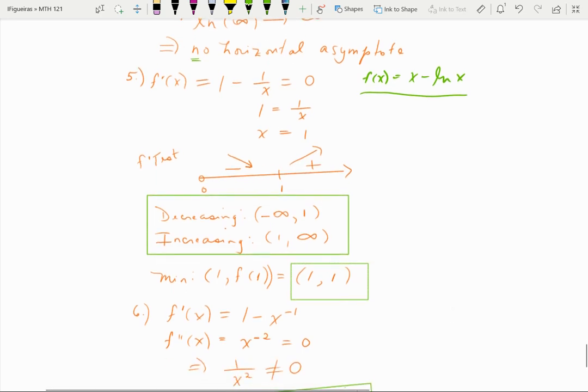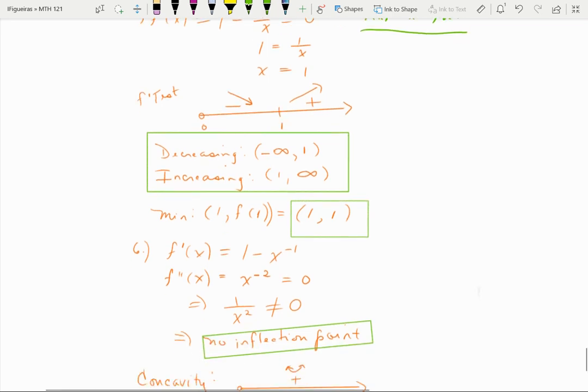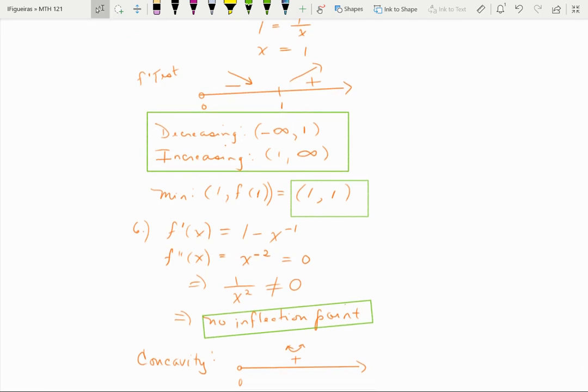So second derivative is based off of your first derivative. I rewrote my first derivative without the fraction, so that's 1 minus x to the negative 1. So when you take the second derivative, power rule, you get x to the negative 2. Set that equal to 0. Well, 1 over x squared will never equal 0. That's a rational function with a constant in the numerator, and your only variable is in the denominator, so that's actually impossible for that to equal 0. So therefore, that means there's no inflection point.